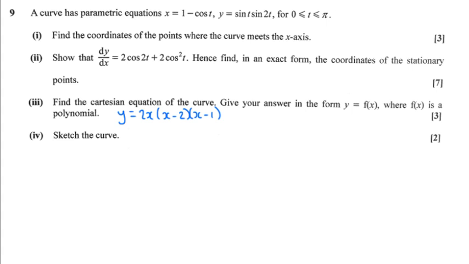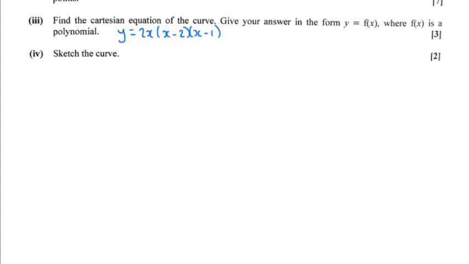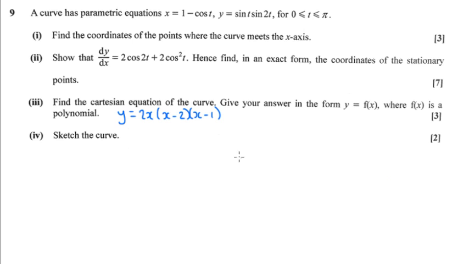And finally, part 4 asks us to sketch the curve. So we've got a lot of information. We know where the stationary points are. We know what the Cartesian equation is. We know where t is valid between. In fact, t is valid between 0 and pi. And that's the key to getting the 2 marks for this question.